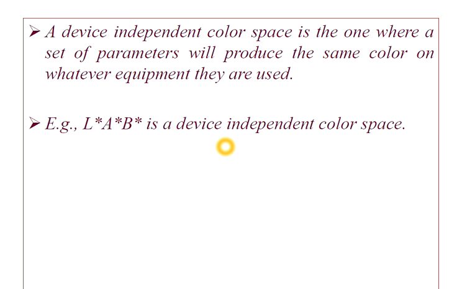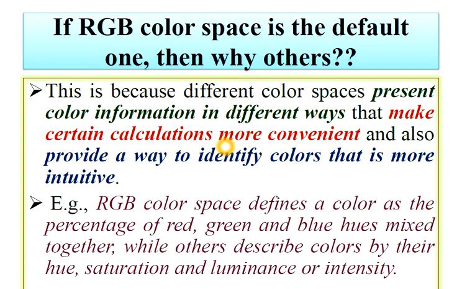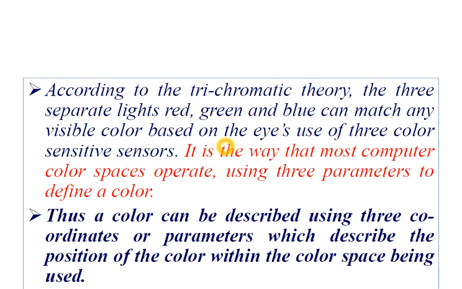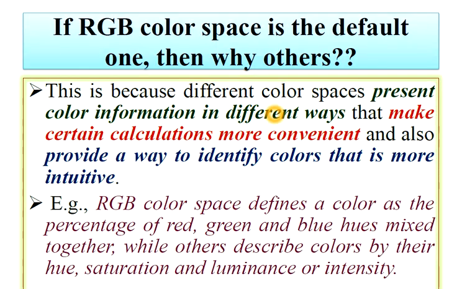So guys, I hope that's sufficient for today's lecture. I have described what is color space in this lecture as part of trichromatic theory, how color space is related to color. And then we have seen different types of color spaces exist, like device dependent and device independent. And if RGB is the default color space, then why we need others? That question is also illustrated here in this lecture.